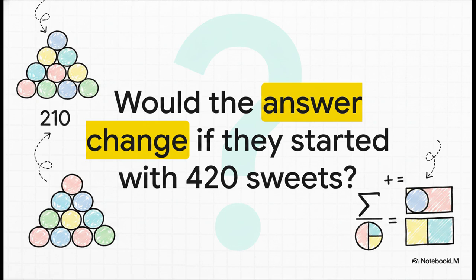But hang on, here's a final little thought for you to chew on. Did the total number of sweets we started with actually matter? We picked 210 just because it was a convenient number. But what would happen if we started with 420? Or even just 21? Since this whole problem is about proportions, would the end result be exactly the same? It's a great way to really test your understanding.